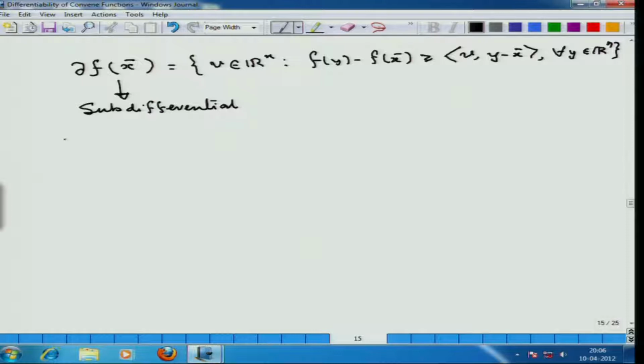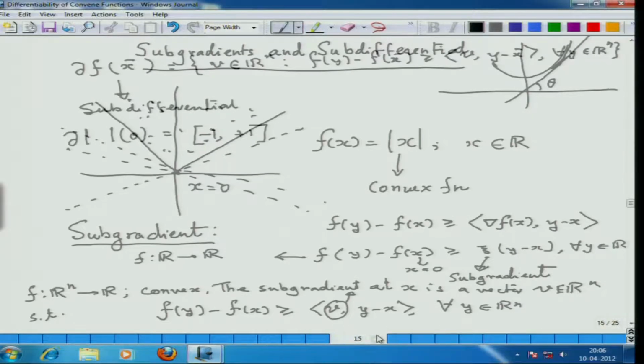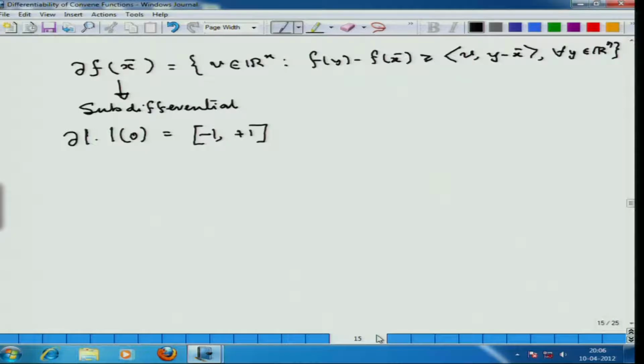So, I collect all such possible v's. So, in our scenario of f(x) equal to mod x function, del of mod at 0 is nothing but the collection from minus 1 to plus 1. So, this is the subdifferential of the absolute value function. So, this is what it means. If I go by this, then this is what is the subdifferential.